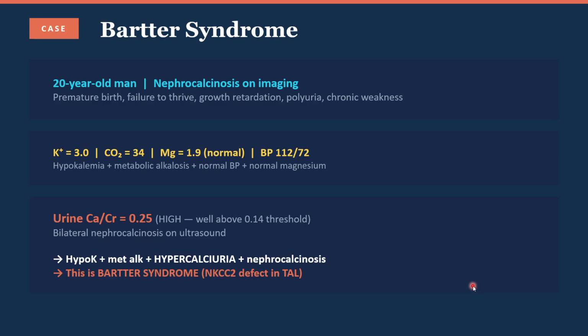Now the calcium trick. The urine calcium to creatinine ratio is 0.25. That's well above the 0.14 threshold. This is hypercalciuria, and he has bilateral nephrocalcinosis on ultrasound to prove it. Hypokalemia, metabolic alkalosis, hypercalciuria, nephrocalcinosis. This is Bartter syndrome, the NKCC2 defect in the thick ascending limb.